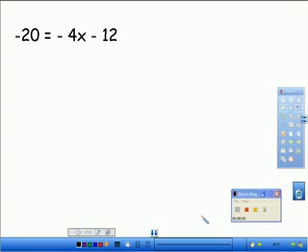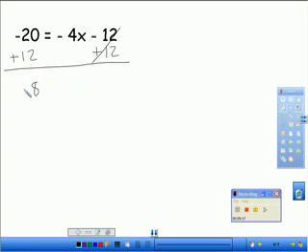Alright, here's the next problem. Negative 20 equals negative 4x minus 12. We have to do the opposite of minus 12, which is plus 12 on both sides. The 12's are eliminated from this side, and 20 minus 12 gives you 8. It's going to be negative 8 because we found the difference, and 20 has a higher absolute value, so we keep the sign of the one with a larger absolute value. So negative 8 equals negative 4x.